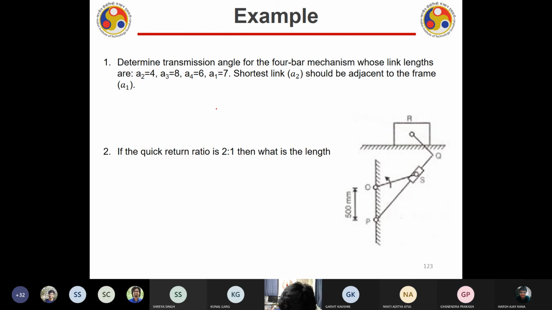Parth, tell me what kind of 4-bar mechanism it will be, as A2 is attached with the frame A1. Sir, it will be crank rocker. Very good, Parth. Then tell me the answer. Who will tell the answer first? Rahul or Richa Kumari? Wait, Richa Kumari.